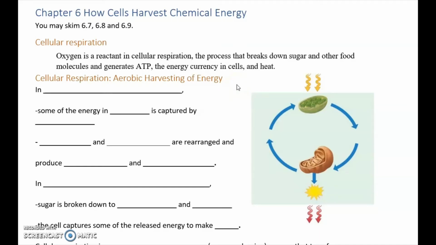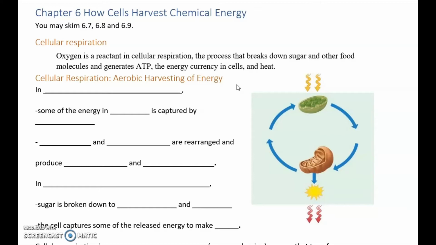So now we're ready for Chapter 6, How Cells Harvest Chemical Energy. I've got a little note here that, of course, I want you to read the chapter, but you can skim 6.7, 6.8, and 6.9. These are the sections that have more detailed information about the various reactions. We're mainly going to be looking at the big pictures.